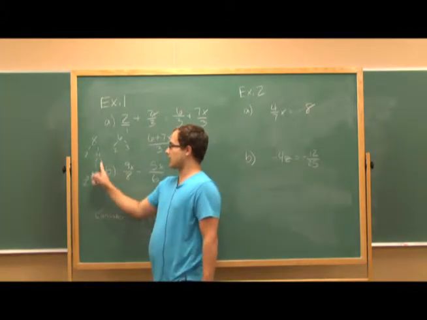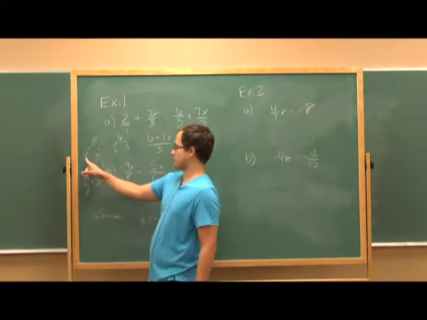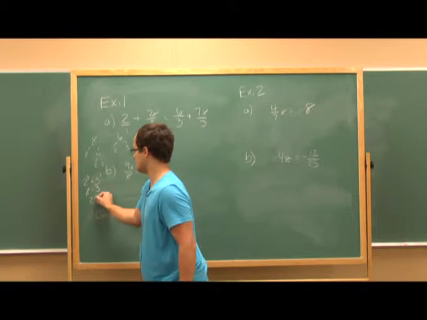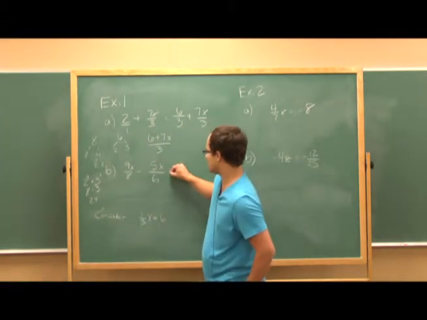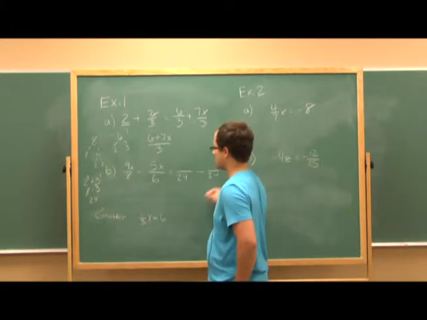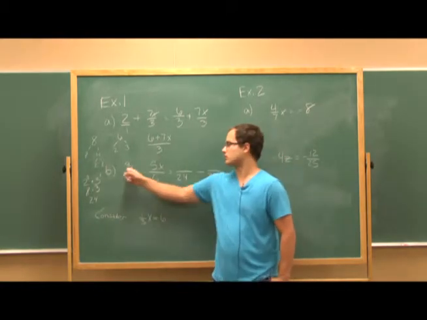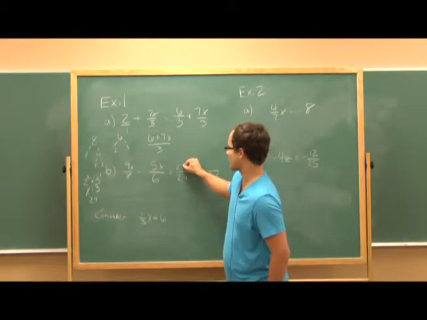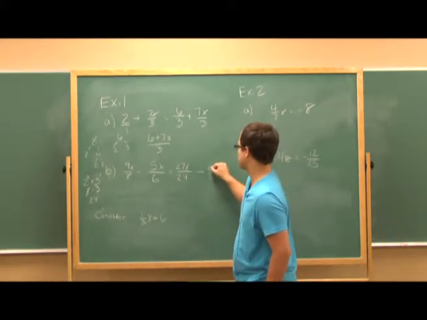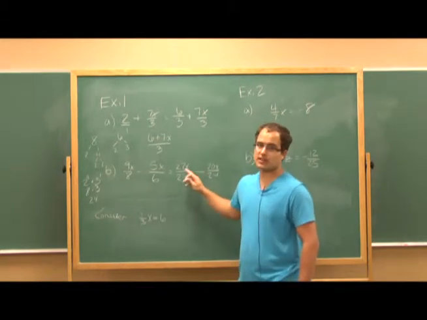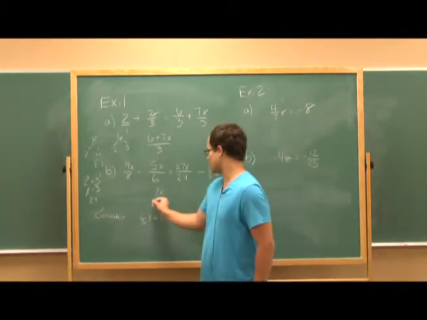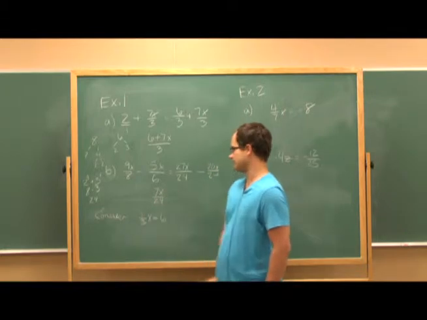Well, three 2's I know is 8, and that goes up to 8 times 3, which is 24. So I know my LCD is 24. 8 times 3 is 24, so 9 times 3 is 27x. 6 times 4 is 24, so 5 times 4 is 20x. Now 27x minus 20x, they are like terms, which leaves us with 7x left over 24.